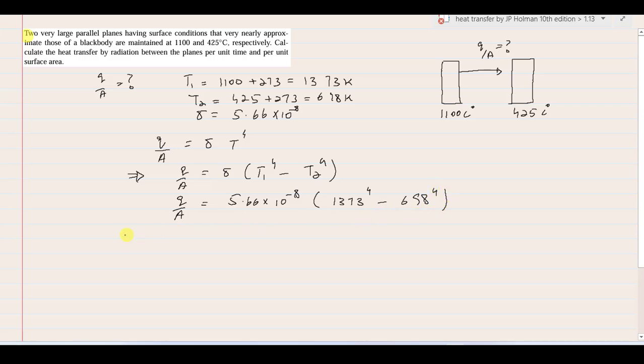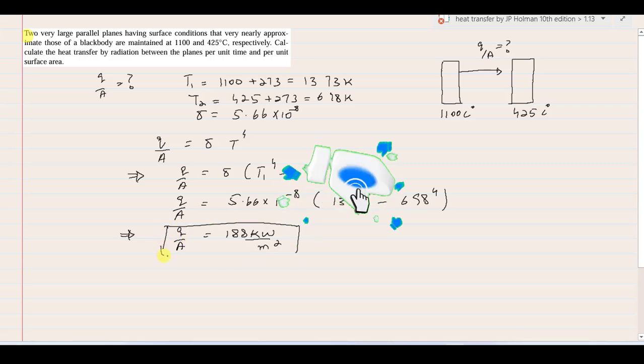After simplification on the calculator, you will get the heat transfer per unit area, that is 188 kilowatt per meter square, and this is our final answer.